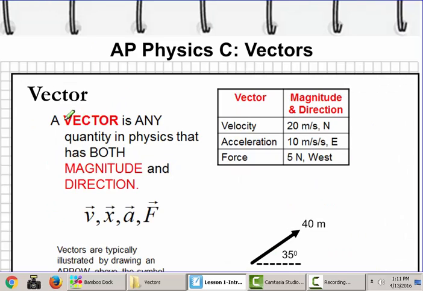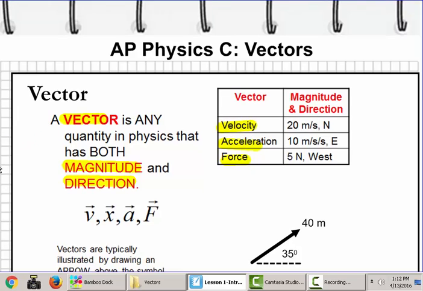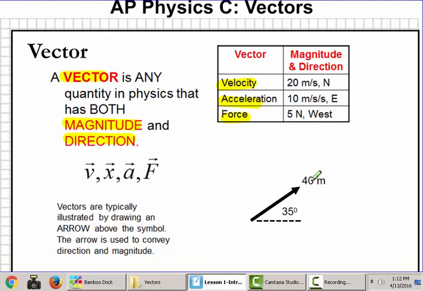Now, a vector is anything that has magnitude and direction. And usually, not in all cases, but you're going to see the arrow across the top, and that refers to that being a vector. A few of them here would be velocity, acceleration, and force. And again, you notice this vector I have drawn here, it has a magnitude of 40 meters, but it has a direction of 35 degrees coming off of the horizontal axis, and it's going counterclockwise. So that's what I mean by having magnitude and direction. It has these two values right here.